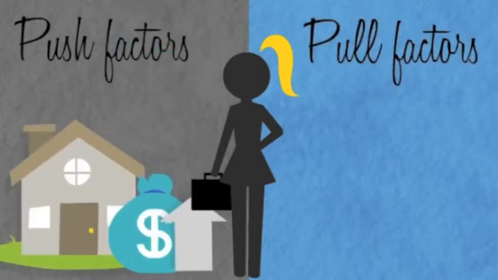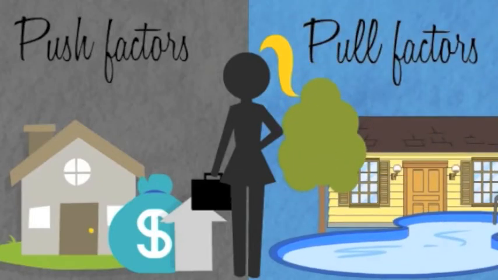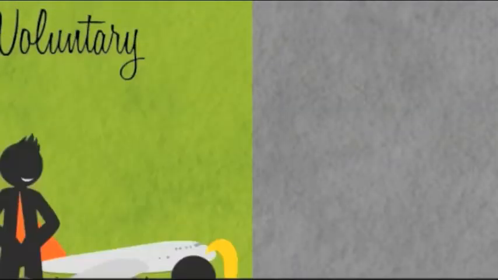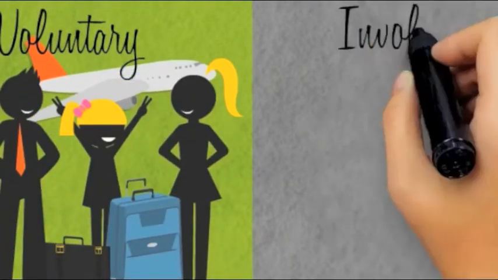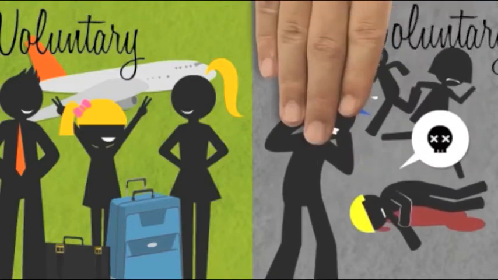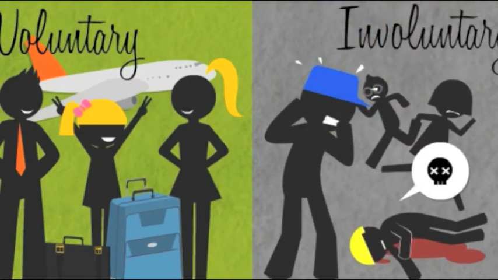An example of a push factor would be rising property prices. An example of a pull factor would be improving environment. Voluntary migration is when you want to move. But involuntary migration is when you have to move. For example, when there's a war and you have to escape.